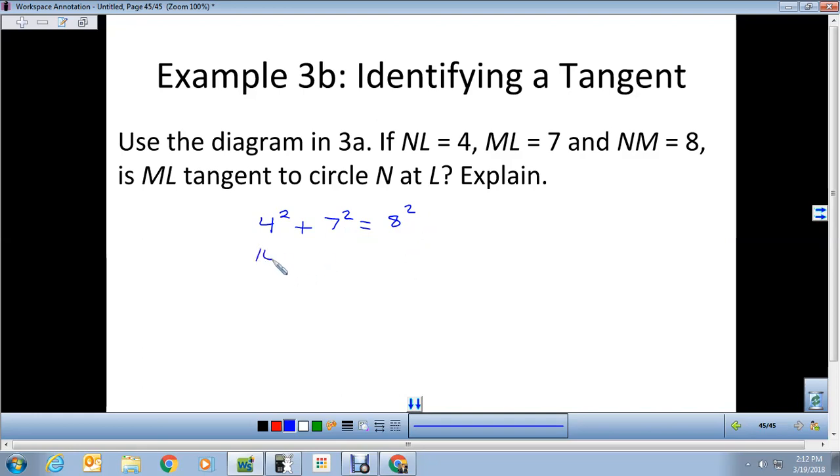So 4 squared is 16, 7 squared is 49, and we have 8 squared, which is 64. So if you add these two together, 16 and 49 is going to be 65, which is not equal to 64. So we would say that no, ML is not tangent to circle N.